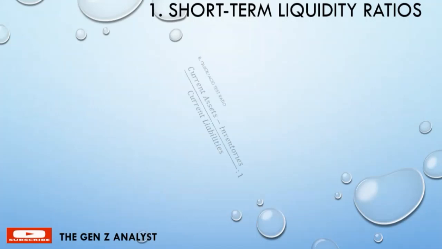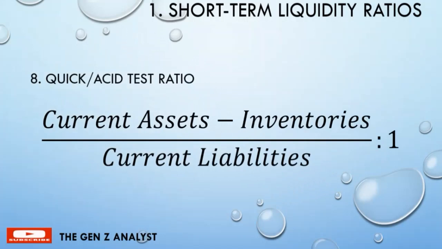Then we move on to the second one, which is the quick or acid test ratio. The quick or acid test ratio is an improvement on the current ratio. What we mean by that is that, that's why we call it the acid test, because it is looking at the most liquid assets. It is comparing the most liquid assets to the current liabilities, and that is why we are deducting inventories, because inventory is considered the most slow.